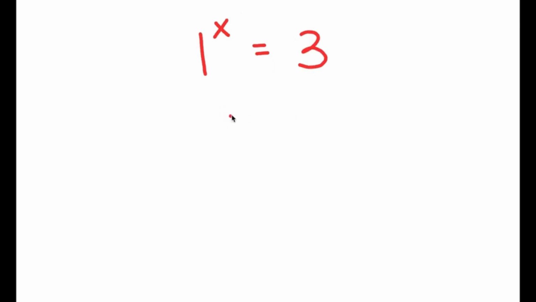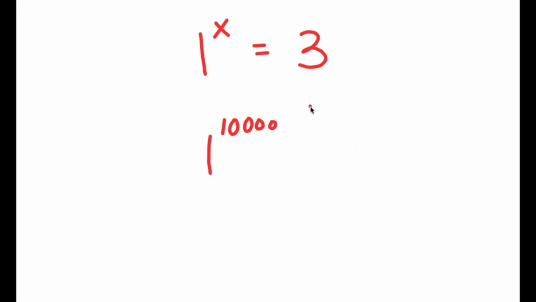Alright, so in this equation, I have 1 to the power of x is equal to 3. So this might seem like an impossible equation, right? Because how can 1 be to the power of any number and equal to 3 if 1 to the power of even a million is still equal to 1?